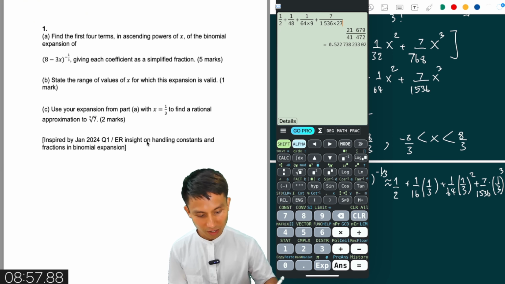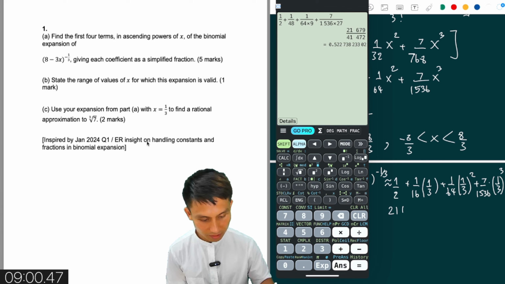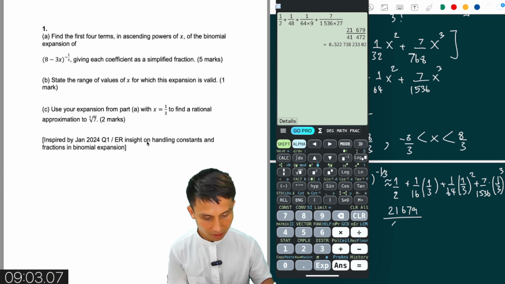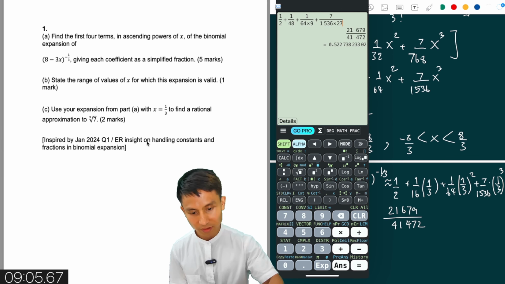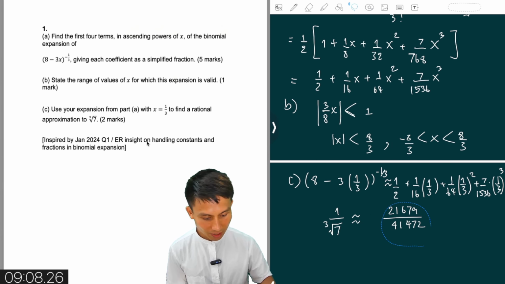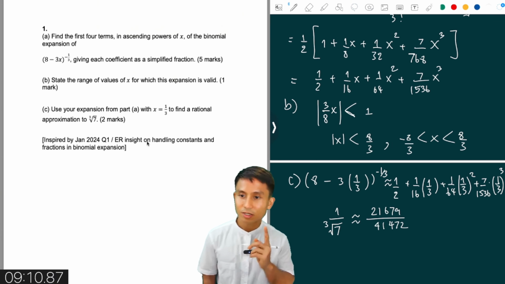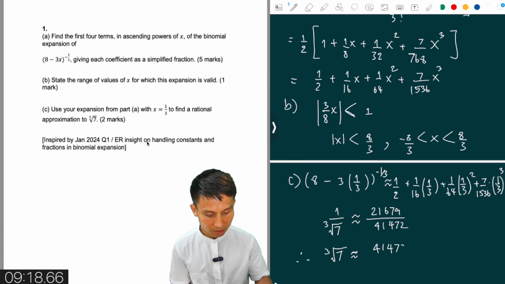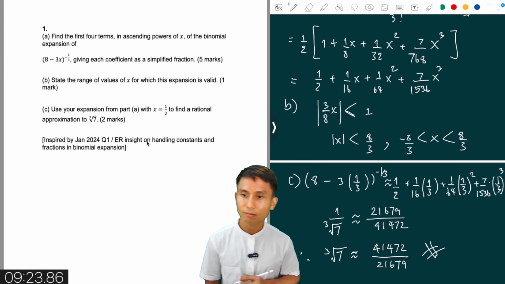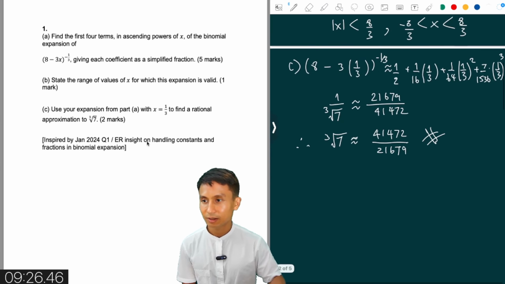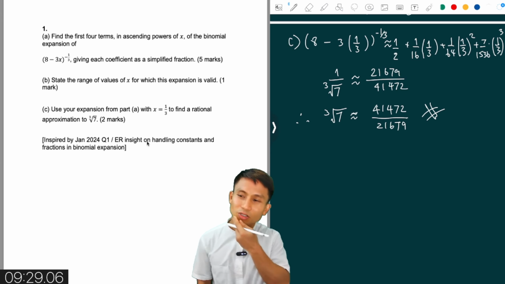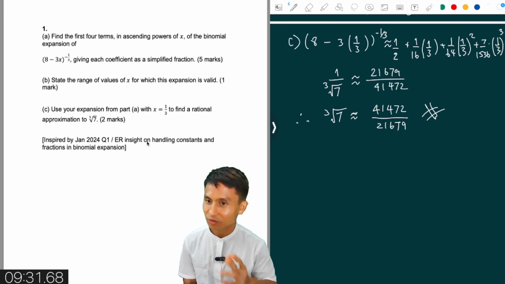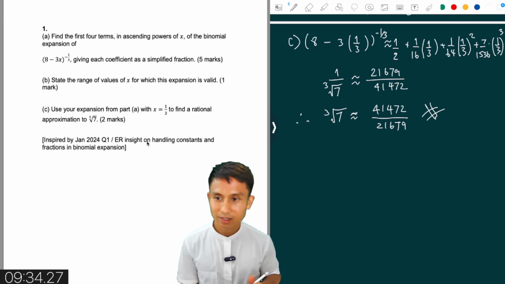Okay, that's a huge fraction there. So I'm just going to write down first 21679 divided by 41472. Okay, so that's our guy. But it wants cube root 7, so therefore cube root 7 is going to be approximated to the flipped fraction there. And I hope that is already simplified. Yeah, and that's done. That's the fraction. It's an exact number for the approximation, because you don't want to use decimal places there. Okay, and that's it.